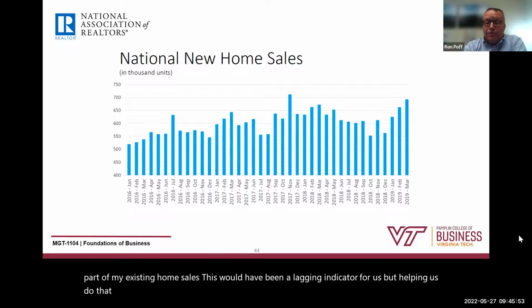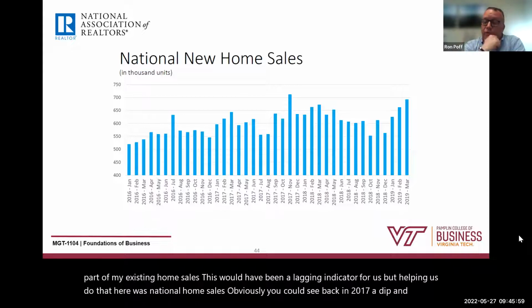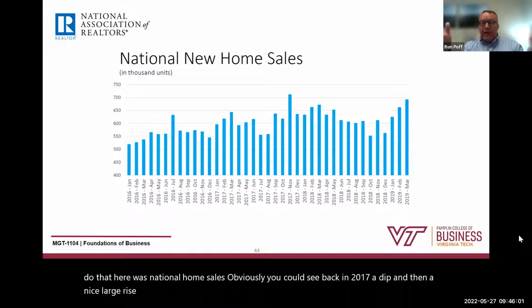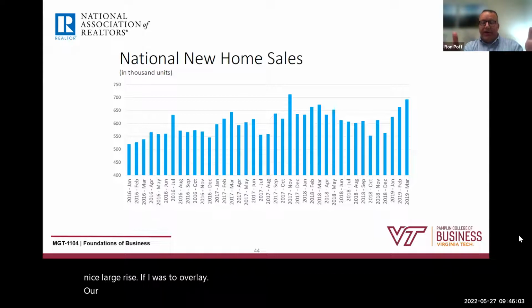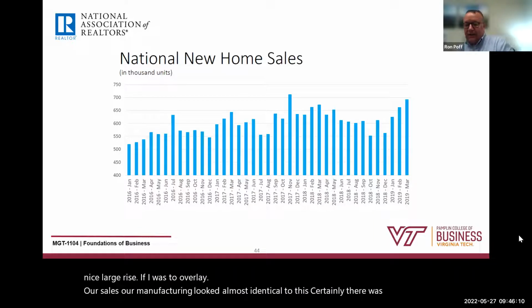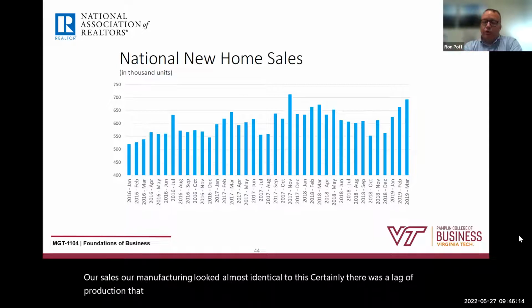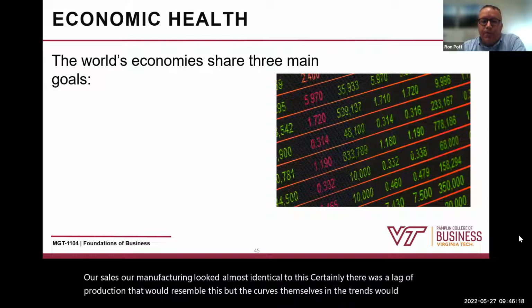Here was national home sales. Obviously, you could see, back in 2017, a dip and then a nice large rise. If I was to overlay our sales, our manufacturing looked almost identical to this. Certainly, there was a lag of production that would resemble this, but the curves themselves, the trends, would be almost identical.